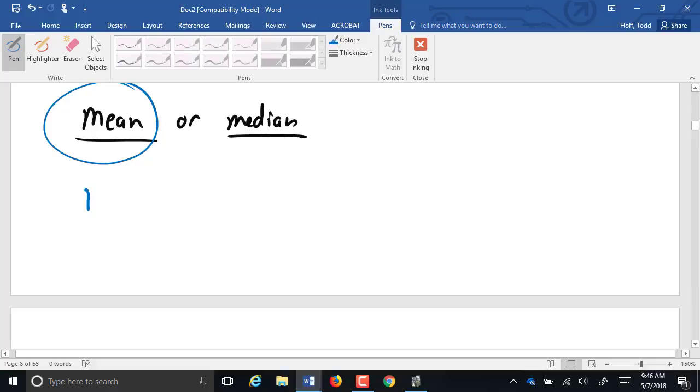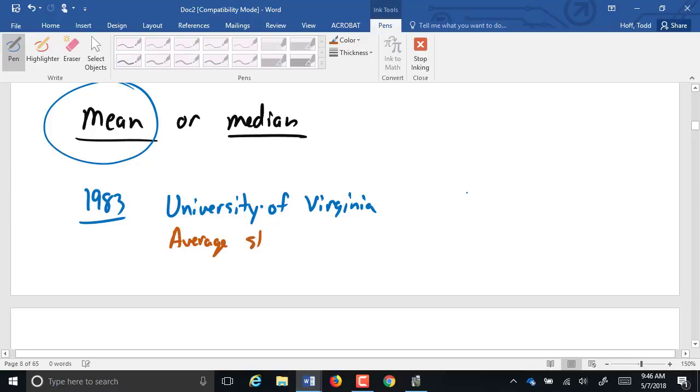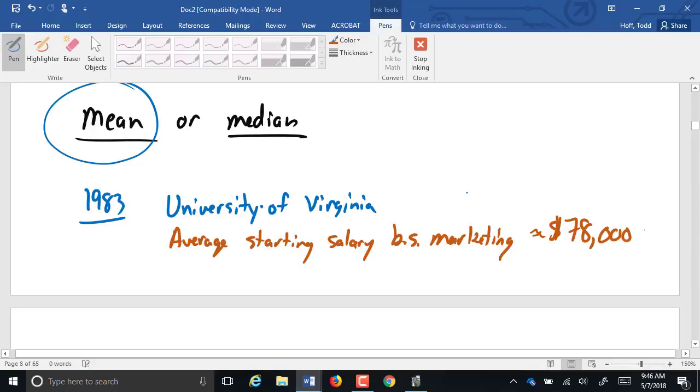The example I love to use is 1983. University of Virginia advertised that the average starting salary for their BS in marketing that year was just over $78,000 a year.